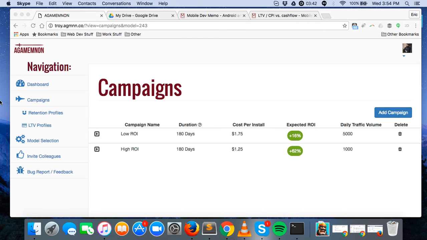Here you see we have two campaigns. One is called low ROI and the other is high ROI. As you might expect, the low ROI one has a positive 16% ROI, and the high ROI one has a positive 62% ROI. The reason for this is that the cost per install is higher on the low ROI campaign, and low on the high ROI campaign.